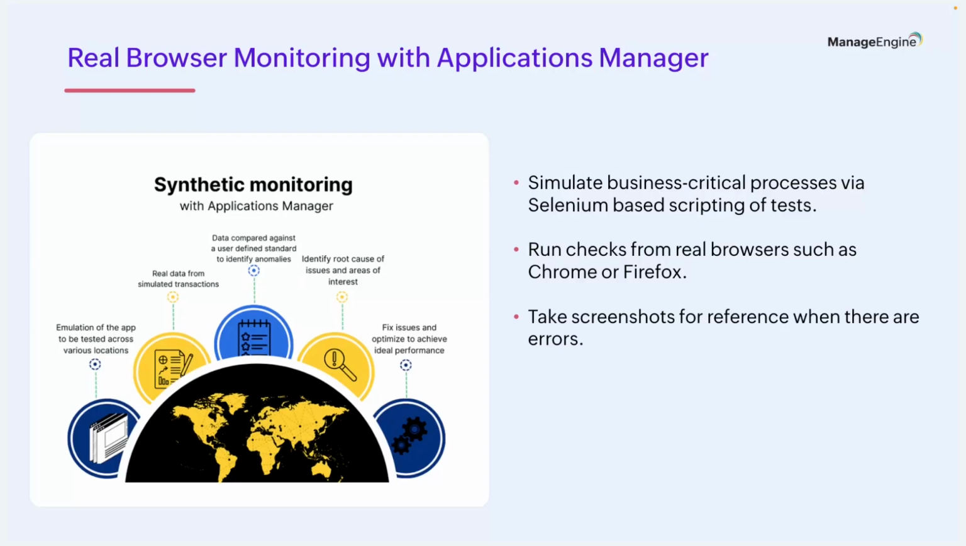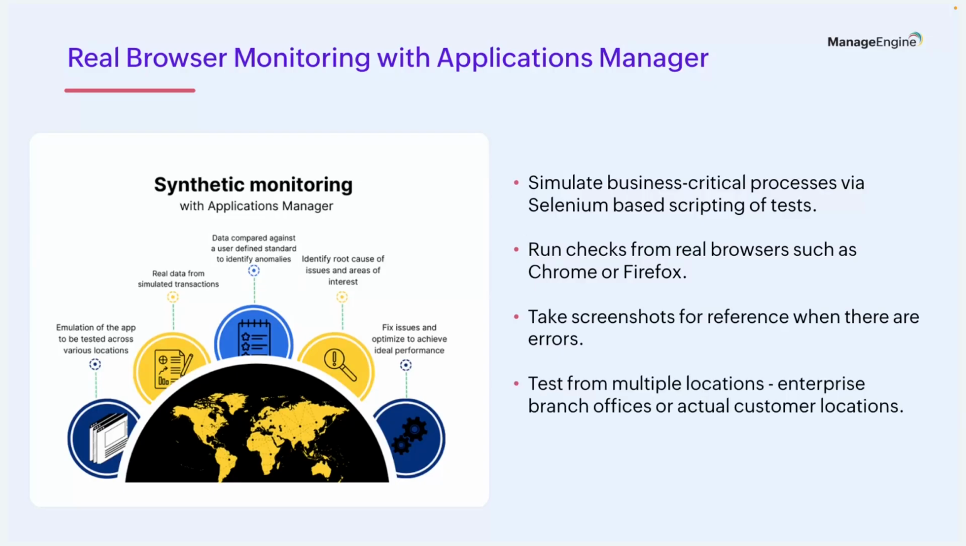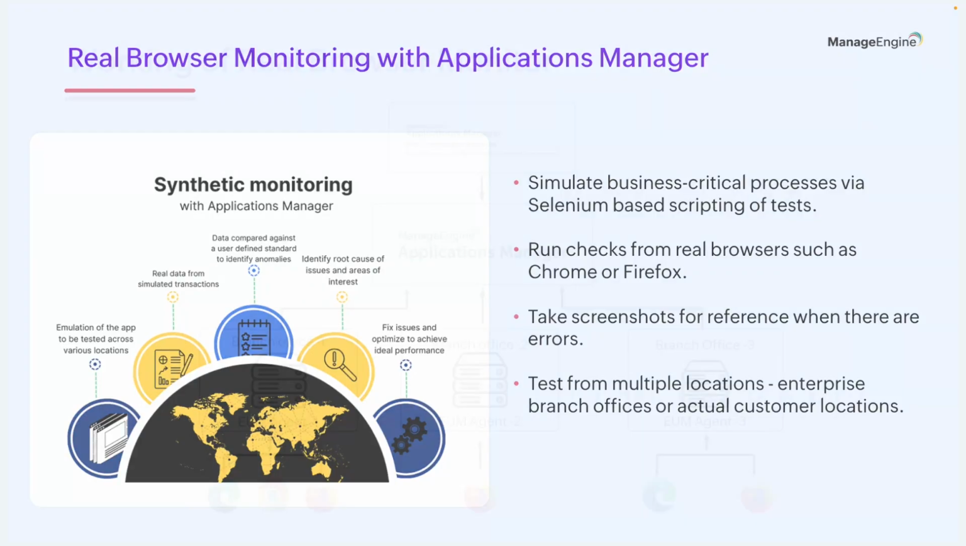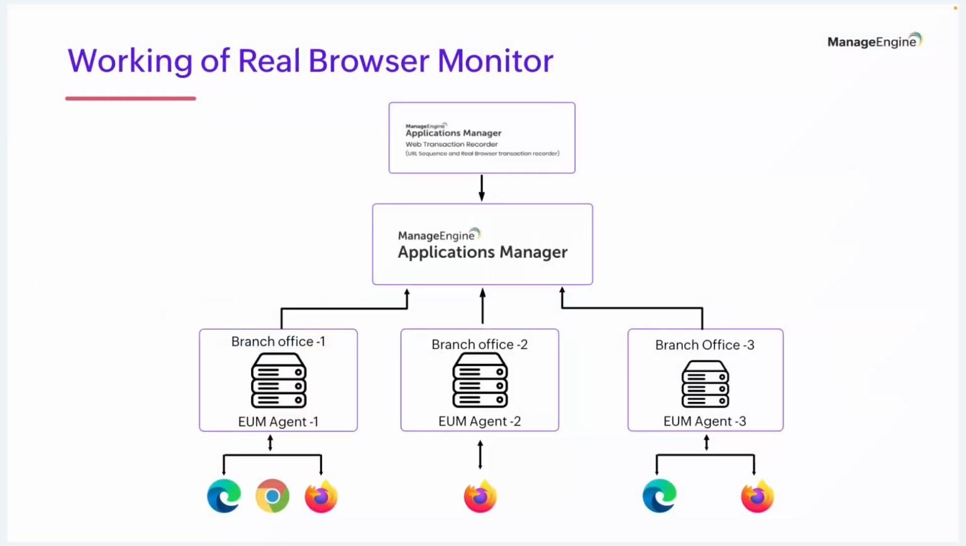The main advantage of synthetic transaction monitoring is that you can test your website from multiple geolocations, be it enterprise branch offices or actual customer locations. To facilitate monitoring from multiple branch locations, we make use of the end user monitoring agents. So this is how the end user monitoring agent works.